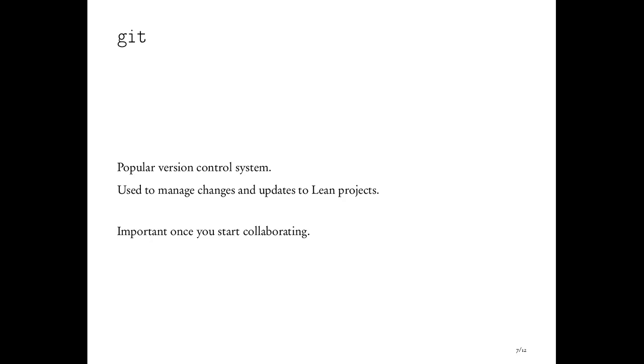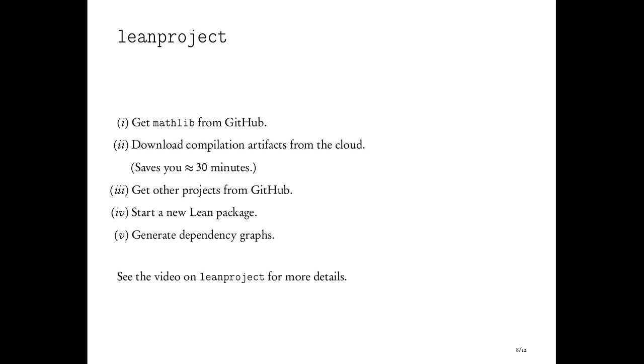Git is a version control system, which means that it is a piece of software for managing changes and updates to files. We use Git to manage the source of Lean as well as Mathlib. It might seem a bit intimidating at first, but Git becomes very helpful and important once you start collaborating with others.